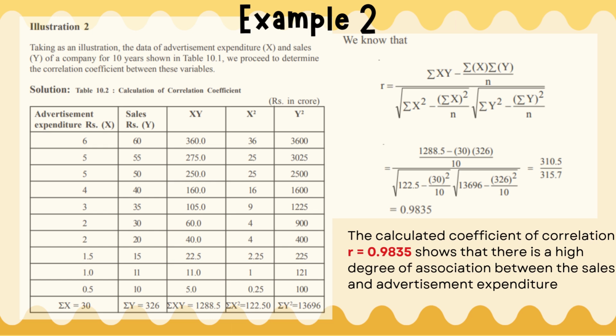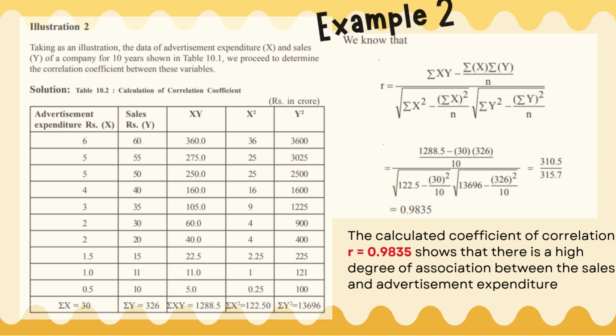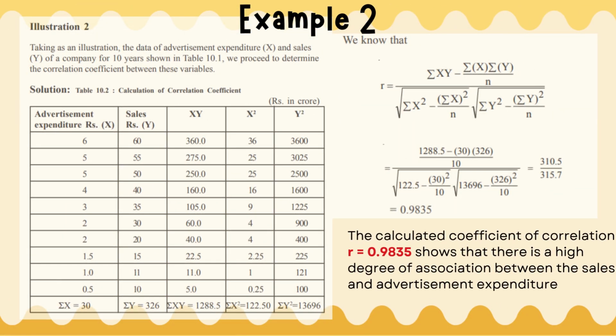So the numerator value becomes 310.5 and the denominator value becomes 315.7. It is very easy to calculate by the use of a calculator. So we are getting the value 0.9835. That means the calculated coefficient of correlation shows that there is a high degree of association between sales and advertisement expenditure.